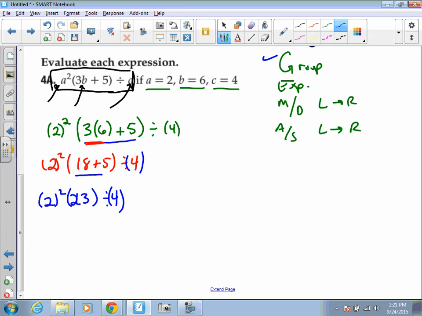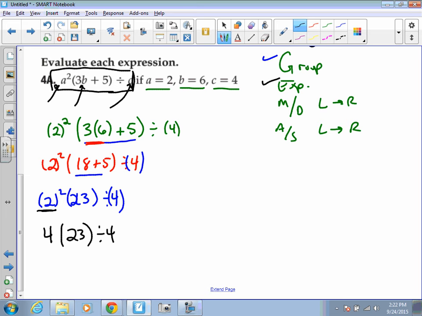Exponents are next. I do have an exponent. In the front is 2 squared. So you are next. 2 squared is 2 times 2. That's 4. Then I have this 23 here. And I had divided by 4. Okay, so exponents are taken care of.